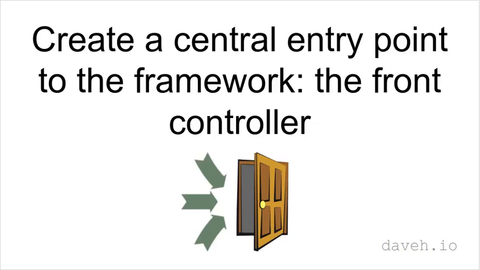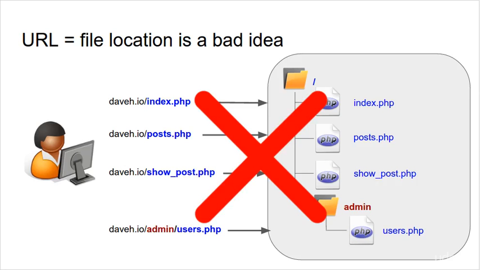Create a central entry point to the framework, the front controller. As we saw previously, having URLs mapping directly to scripts in folders in the file system is a bad idea because it can get unmaintainable. So we're not going to do that in the framework.